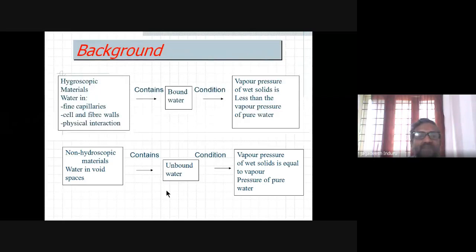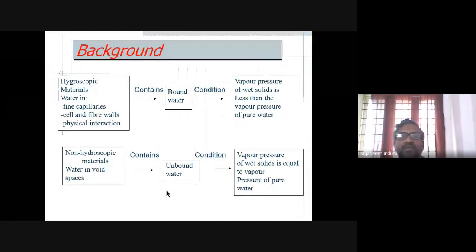Such materials, what will happen? They contain the water in an unbound manner and don't have any interaction. So the vapor pressure of that particular solid is equal to the vapor pressure of pure water. This is what you need to distinguish between these two. This is a fundamental principle for determining which equipment I am going to use for my drying unit operation, depending upon how much of my material has bound water, which is going to give me trouble. For that purpose, I need to select better equipment suitable to that particular mixture.